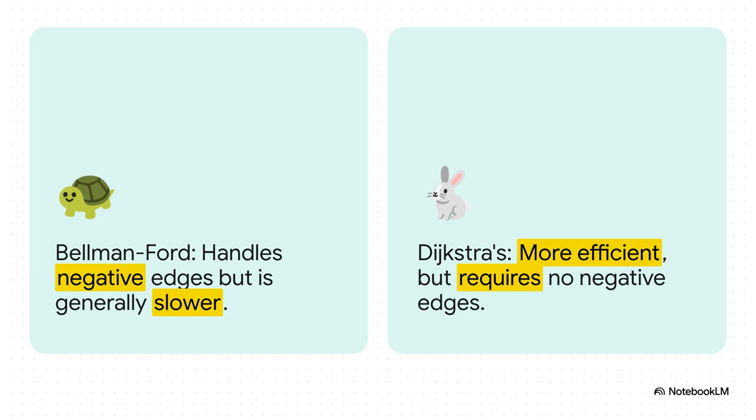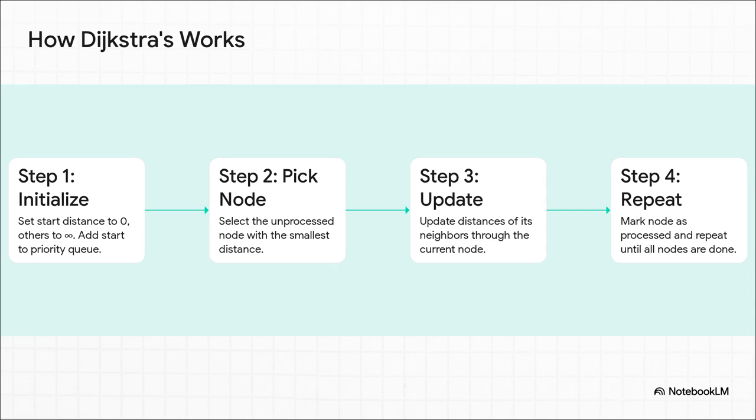But it comes with one enormous, non-negotiable rule. Your graph absolutely cannot have any negative edge weights. Not a single one. If it does, the algorithm won't just be slow, it will give you the wrong answer. So what's its secret? How is it so fast?